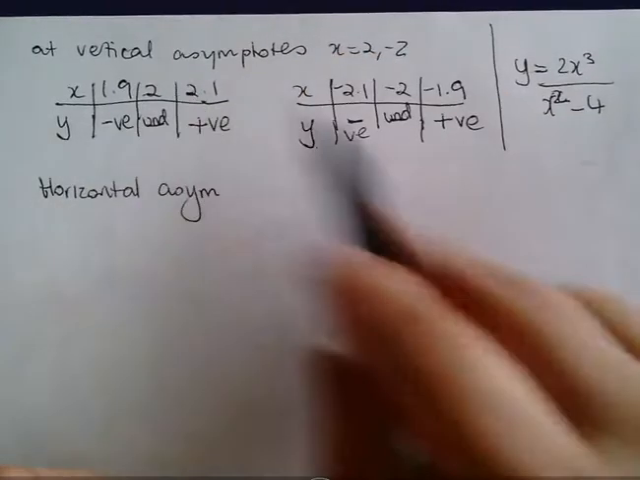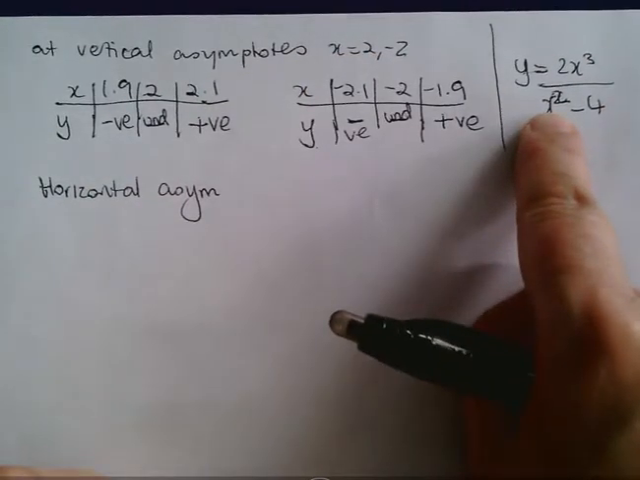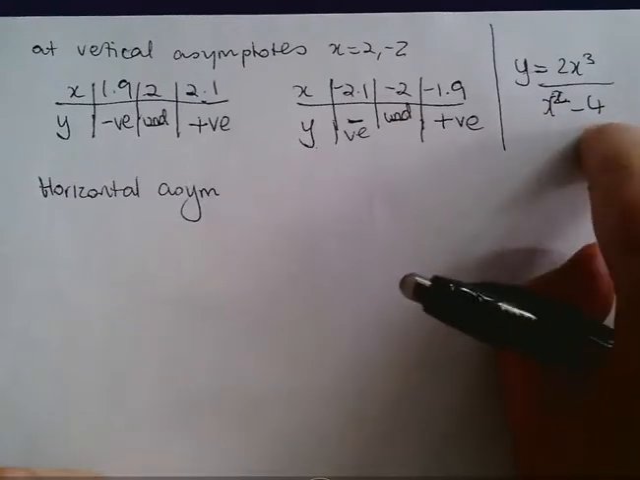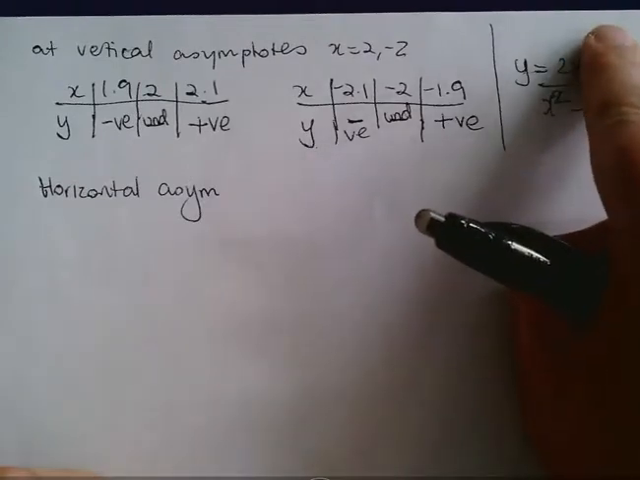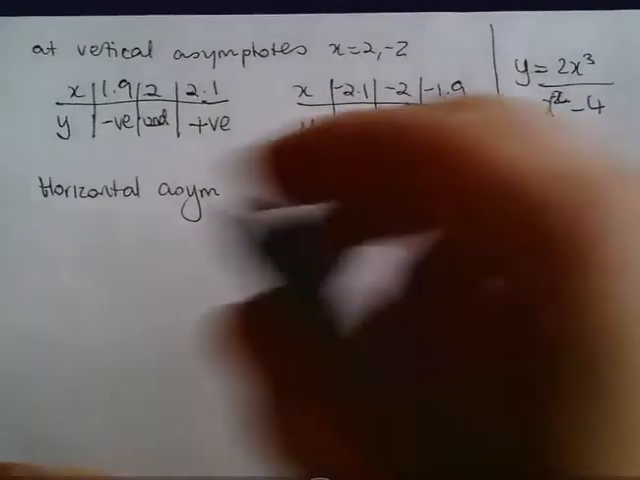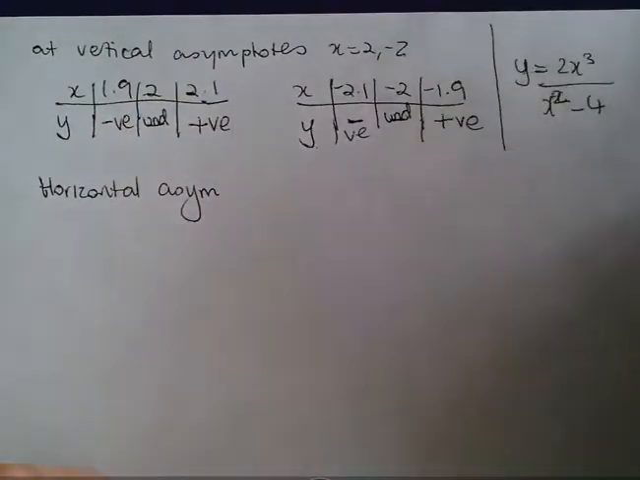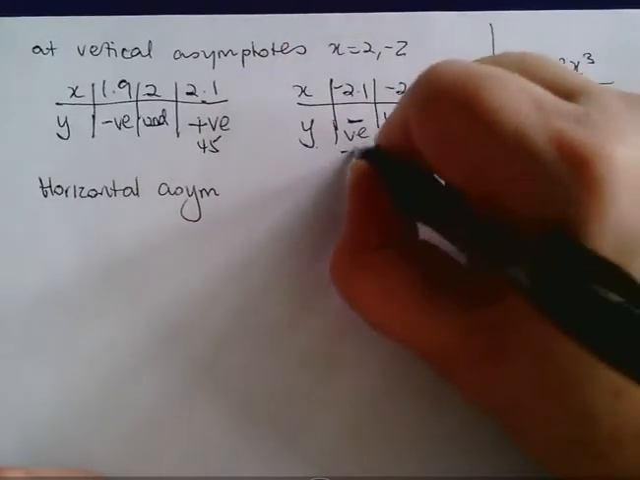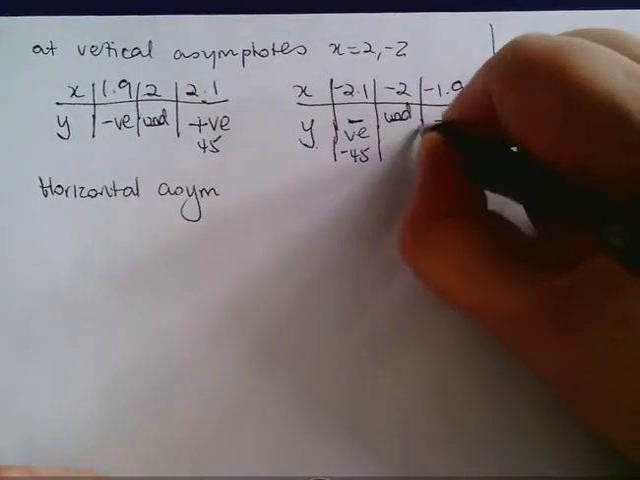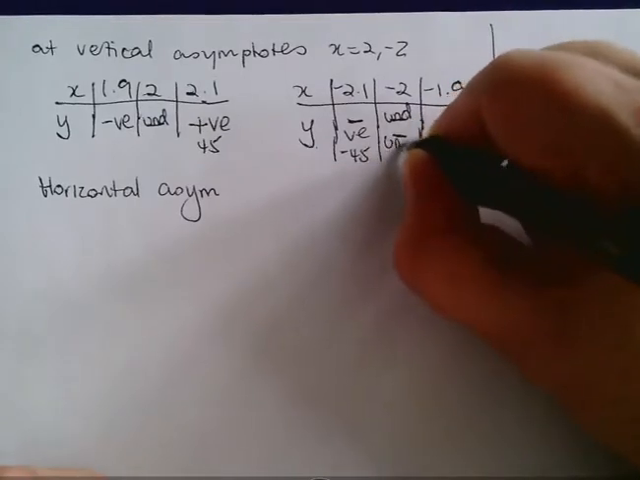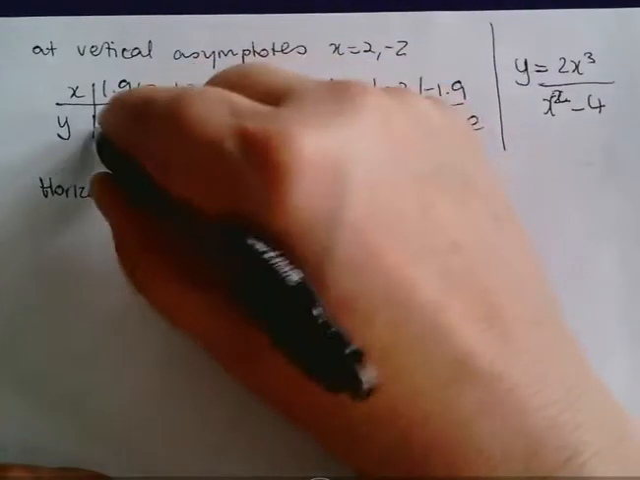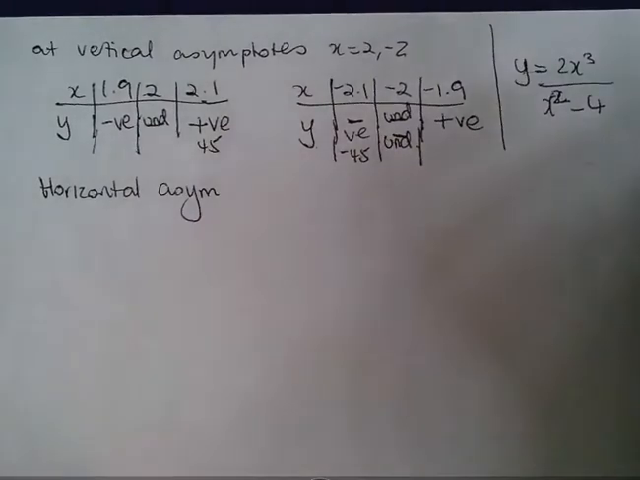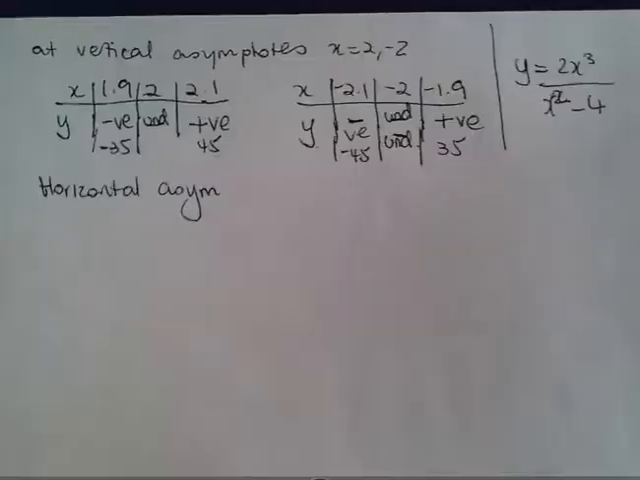See, when you do 2.1 squared, it's bigger than 4, so the denominator will be positive. You'll know whether the numerator is positive or negative just by substitution. Which one is 45? That must be negative 45 then. Did someone do 2, that's undefined. Did someone do 1.9? Yeah, negative. And that will be positive 35. Okay, so we can see the values are quite big.